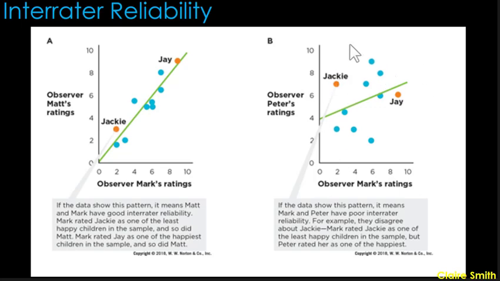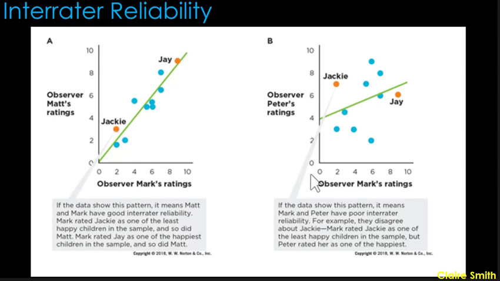So you can see the scatter plot here is really distributed. There's dots all over the place. So this would not be good inter-rater reliability. Okay, so scatter plots are a really good way to easily measure how good the reliability is.